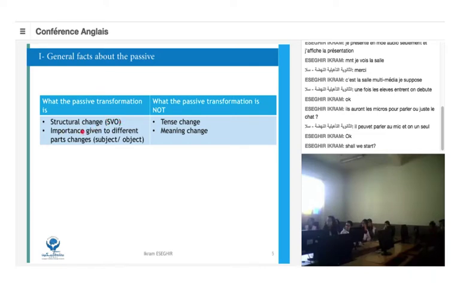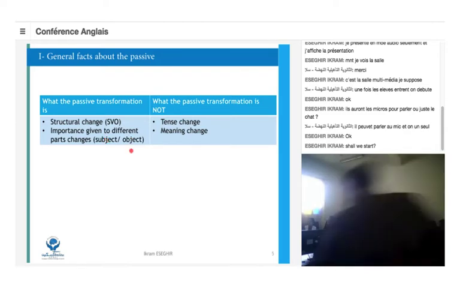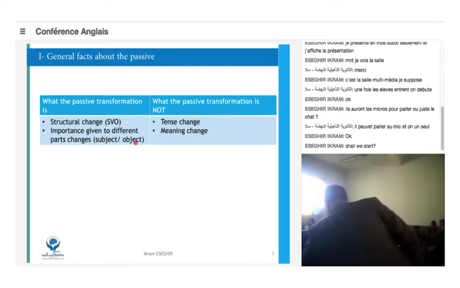Number 2, we give importance to different parts. It means the importance given to the parts changes. When we start a sentence with the subject, so the subject is having more importance. When we change it into the passive, the object has more importance than the subject of the active sentence.